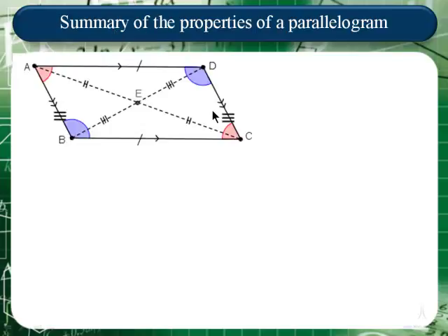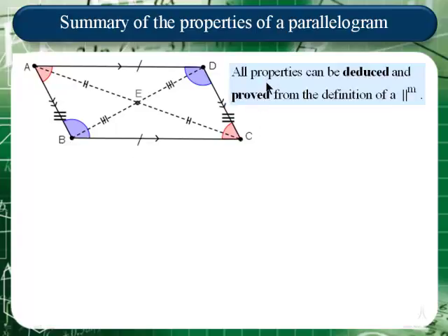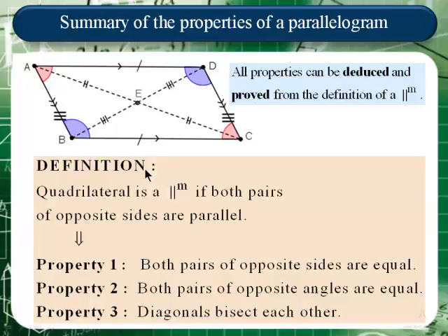Let us look at a summary of the properties of a parallelogram. Now in this sketch I tried to summarize all the properties of a parallelogram. Now remember, at this stage we only know that a quadrilateral is a parallelogram if 2 pairs, or both pairs, of opposite sides are parallel. So all these properties can be deduced from this definition and of course proved from the definition.